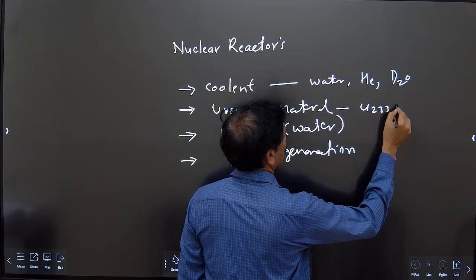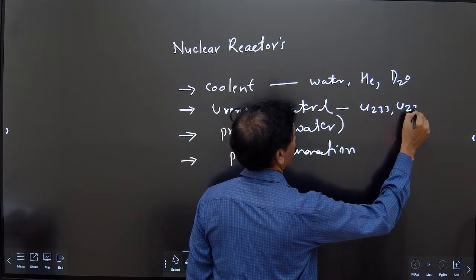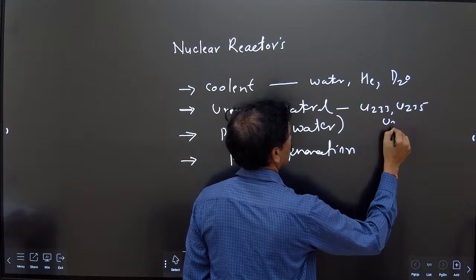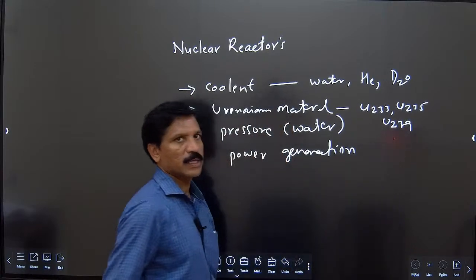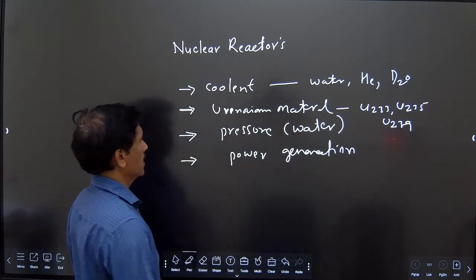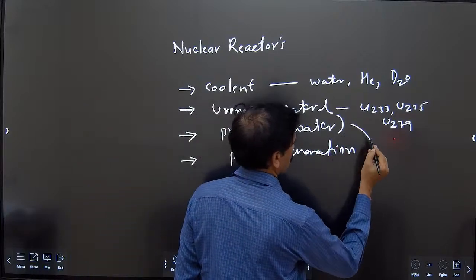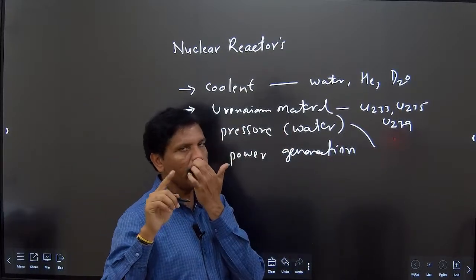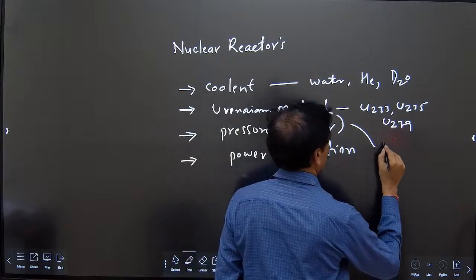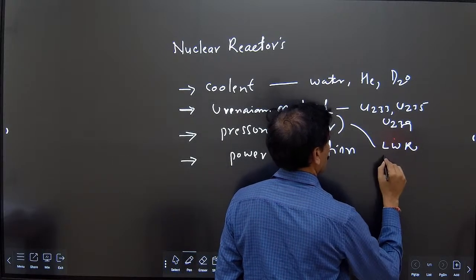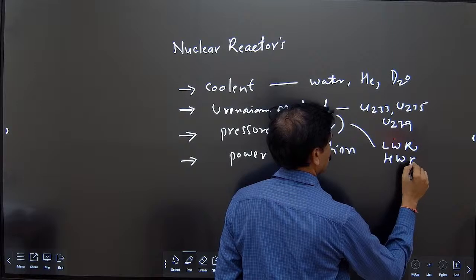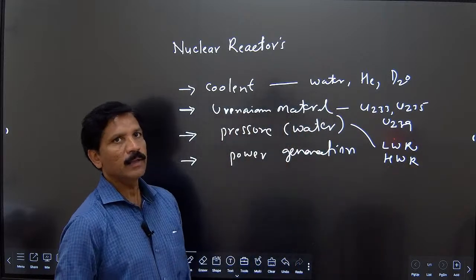Next, uranium materials, U233, U235, U239. These are the classifications. Anyone can be utilized. Next one is water pressure, that means low pressure and high pressure, LWR, HWR, low water and high water.